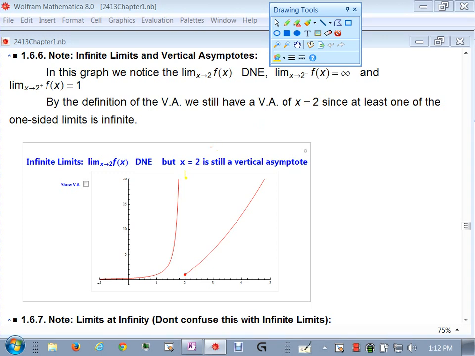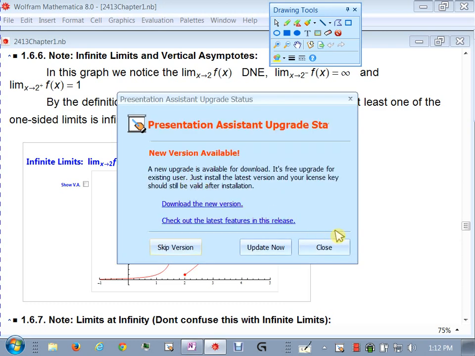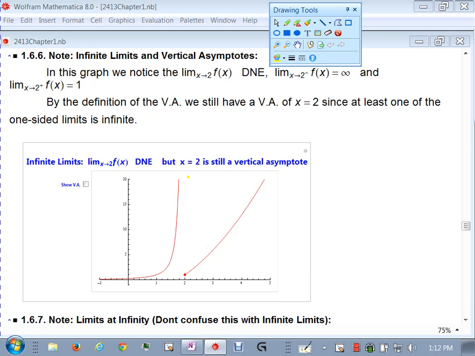I'm going to try and draw a line down the center here. That's x is 2, right? So I come in from the left, what happens? Goes to infinity. As I come in from the right, what happens? It looks like it's approaching that value, right? And that looks like maybe 1, somewhere around there. So the limit doesn't exist.